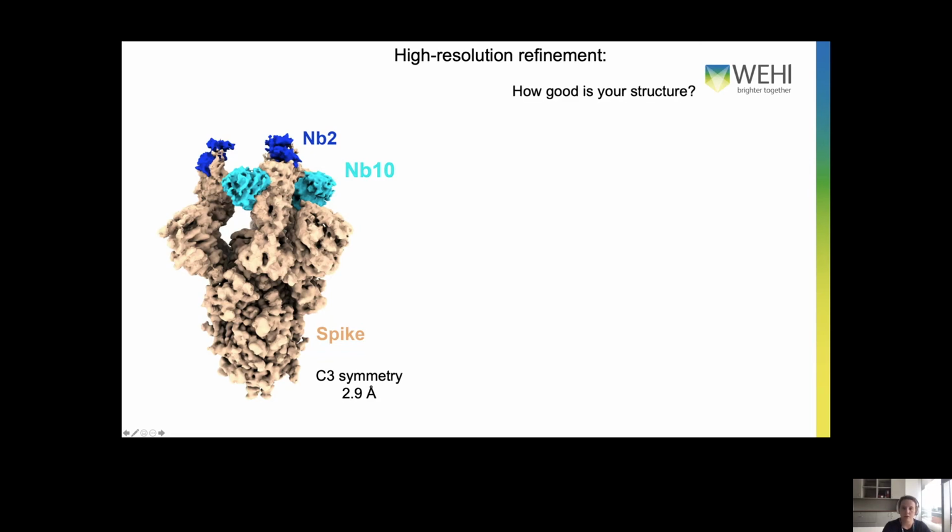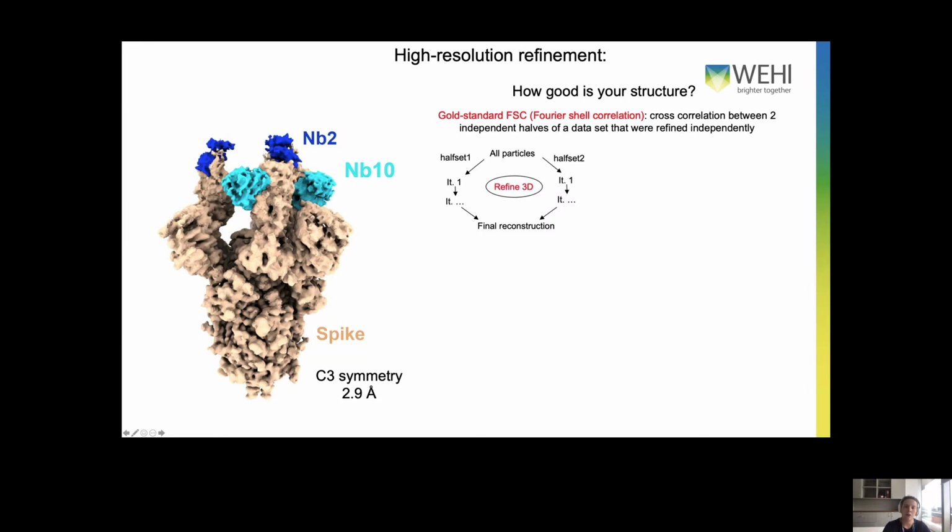However, the question is, how good is our structure? I'm telling you here the resolution is 2.9 angstroms. So how did we determine that? We used gold standard FSC, or Fourier shell correlation. This is cross correlation between 2 independent halves of a data set that were refined independently. During our refine 3D job, we divide all particles into 2 half sets, half set 1 and half set 2, and they're treated independently throughout different iterations of the refinement. They're only recombined together for the final reconstruction.